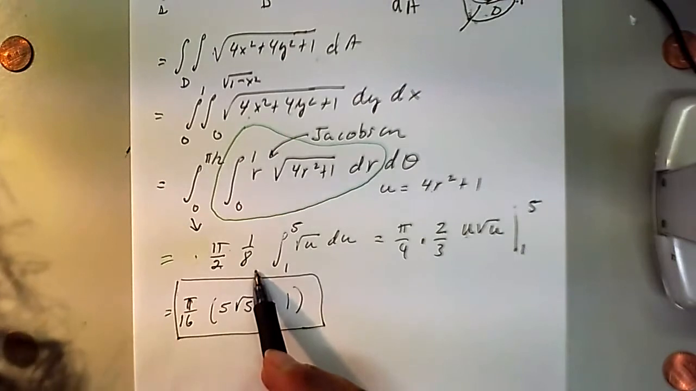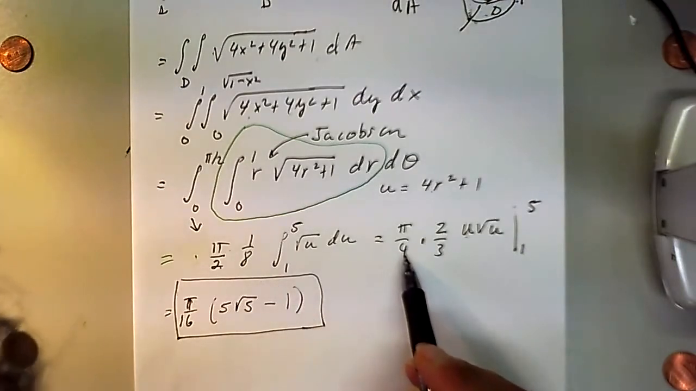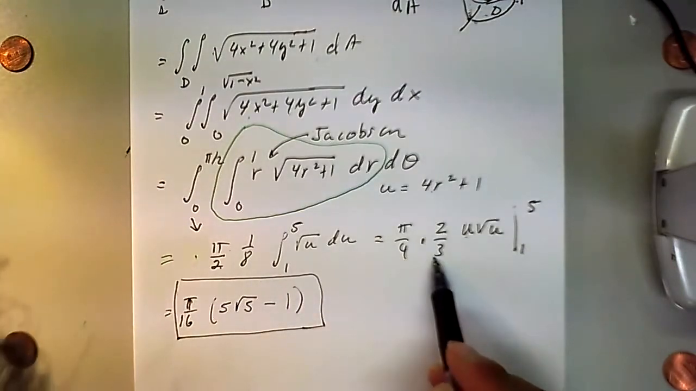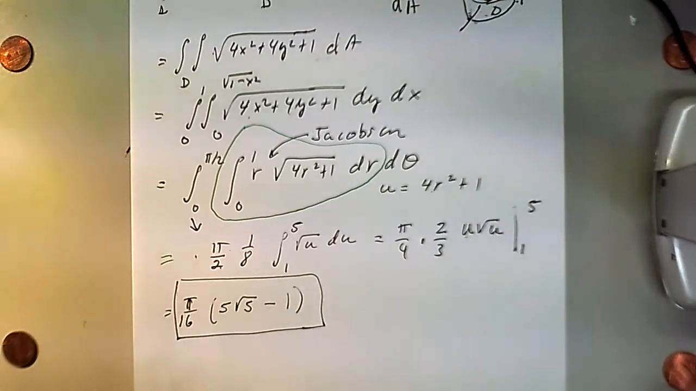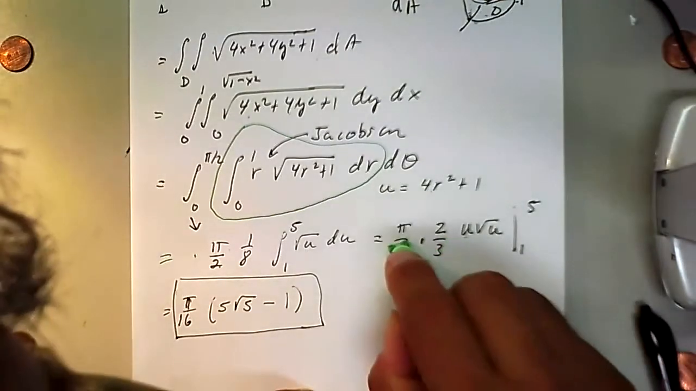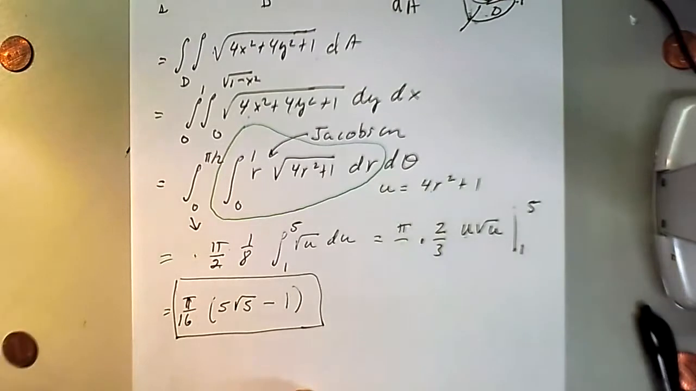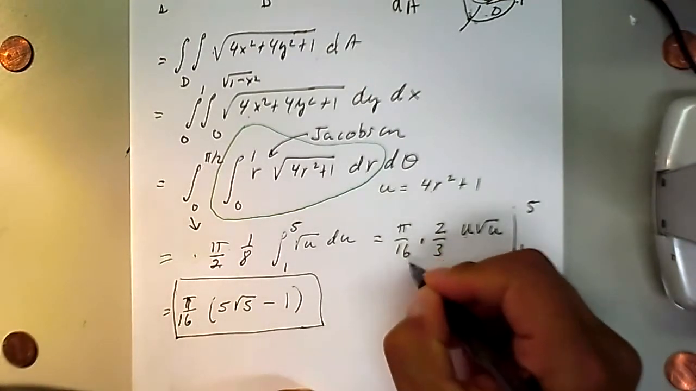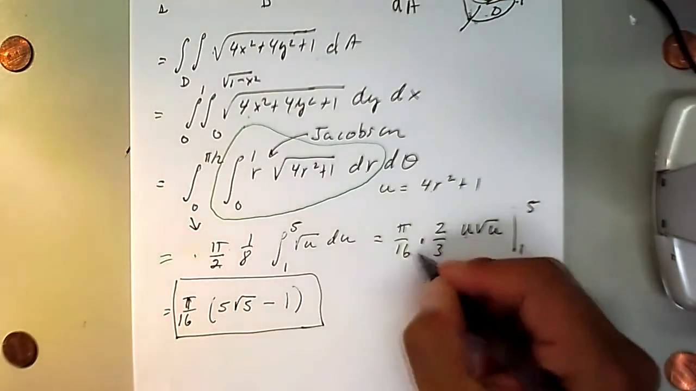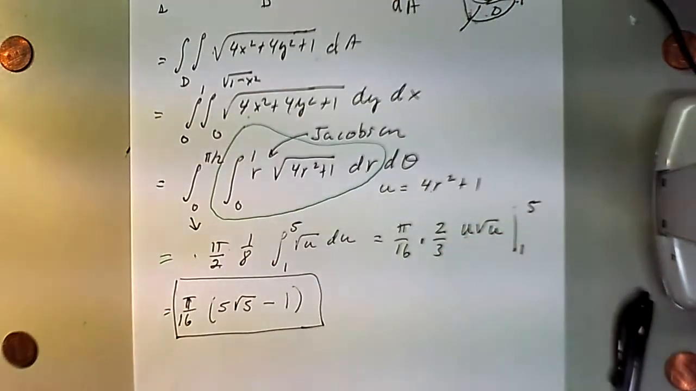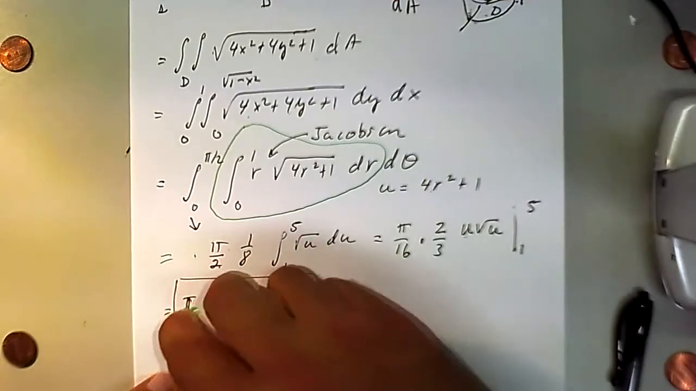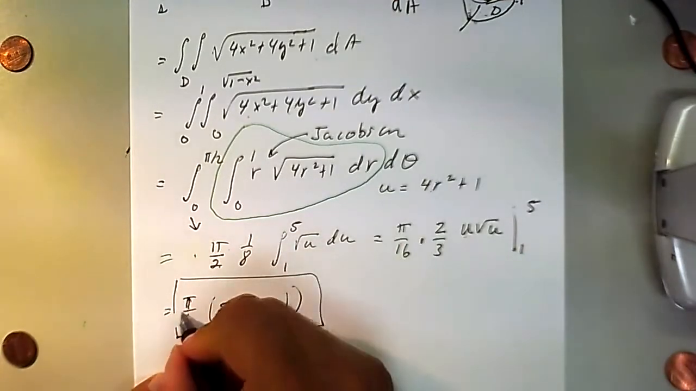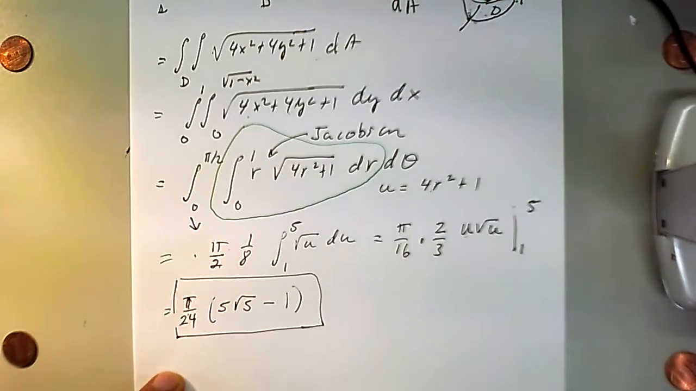Pi over 16. So this would be 16 times, simplify, that gives us 8 times 3, 24. Okay, so let's fix those. That is 16. Yep. And that gives us 24 over here. There we go. Now we're good.